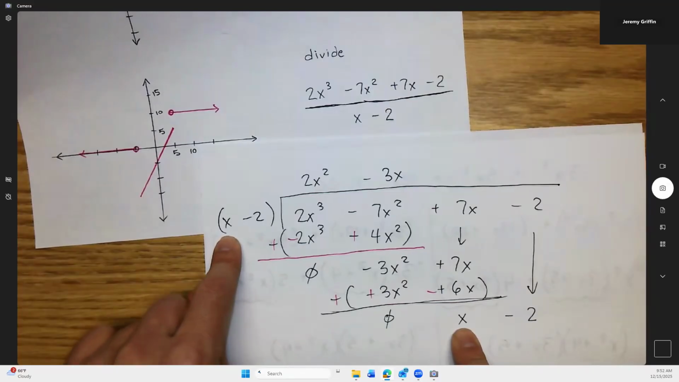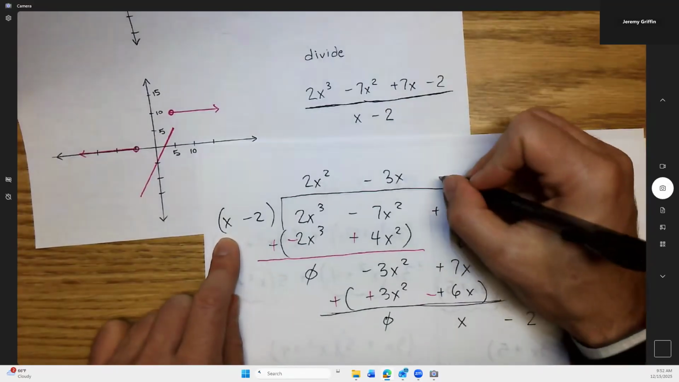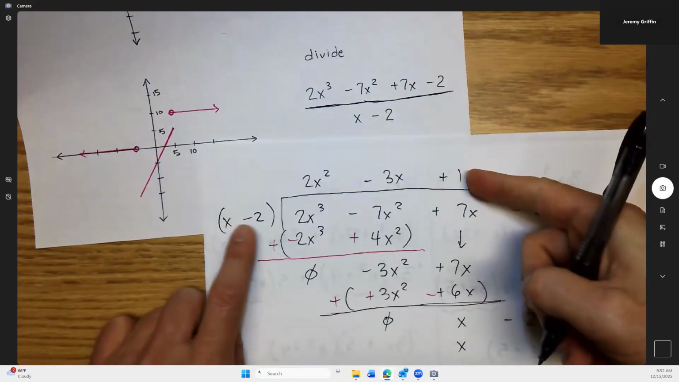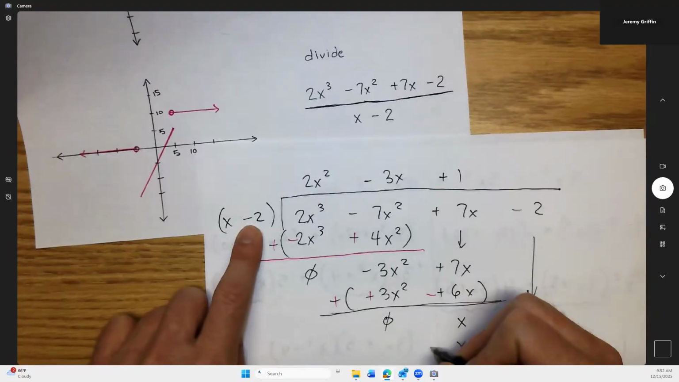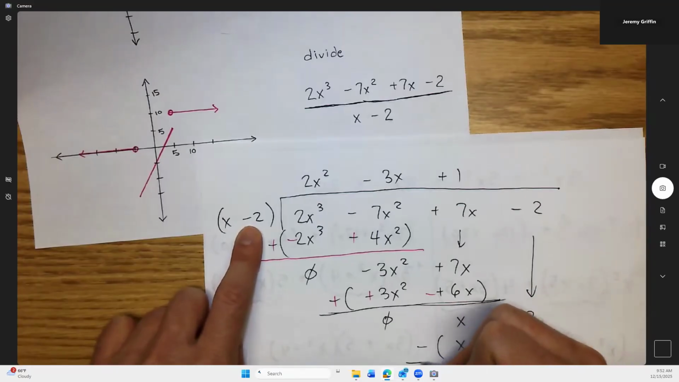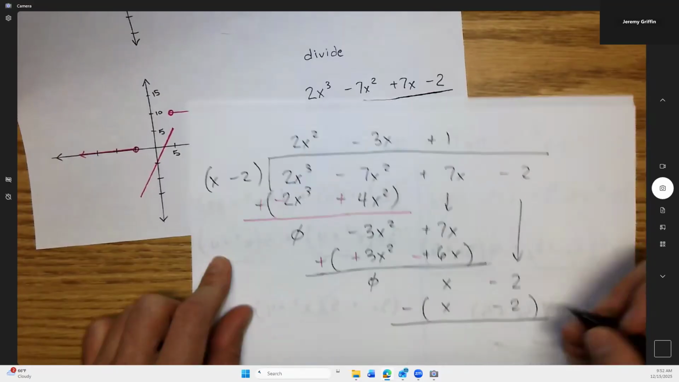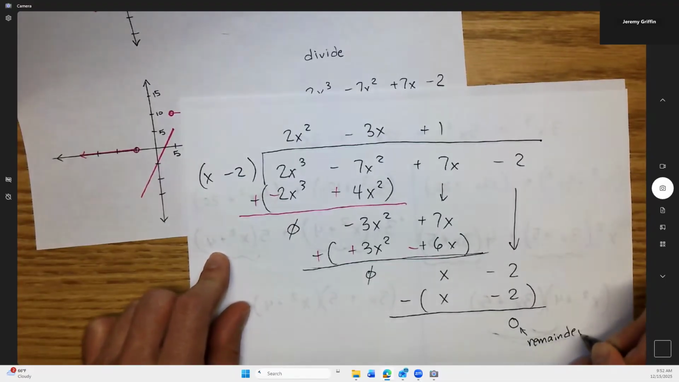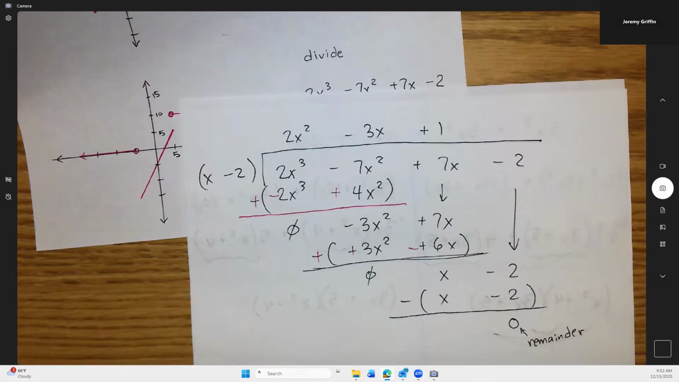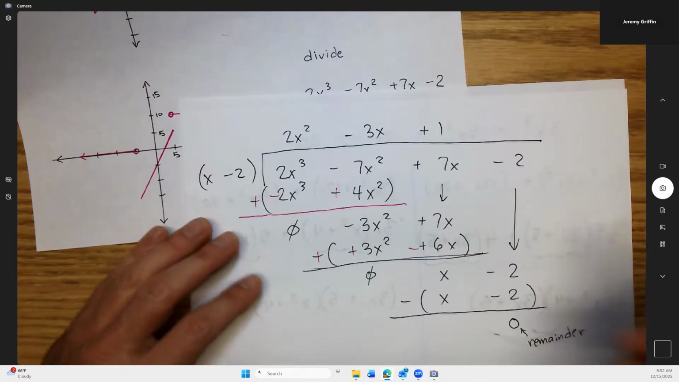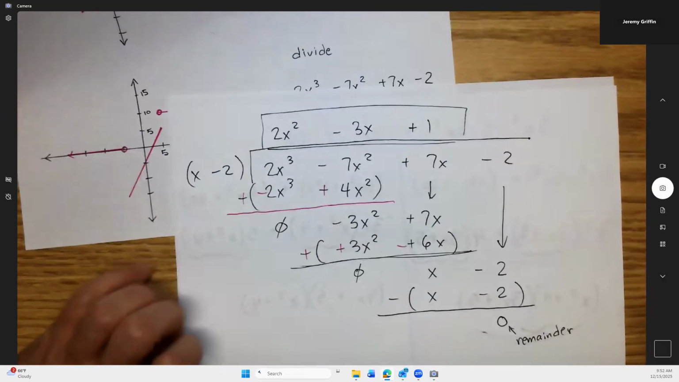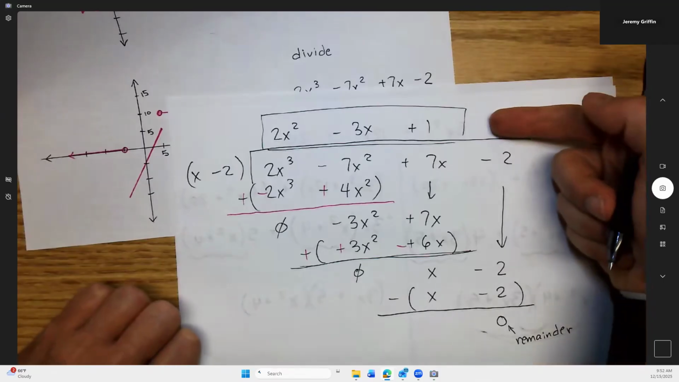And how many times does x go into x? Once. So plus 1. Now, 1 times x is x. 1 times negative 2 is negative 2. What do I get? 0. Isn't that the remainder? Which, since it is 0, you can say there is no remainder. And the complete answer is just this right here. So that actually divided evenly. You guys see that? So here's your quotient. I just boxed it in.